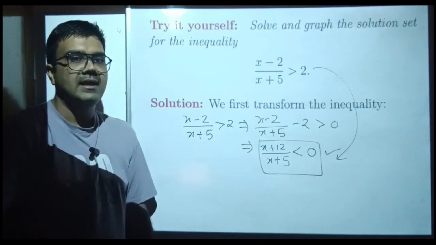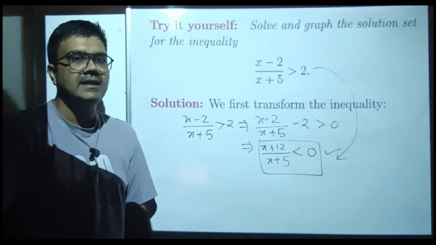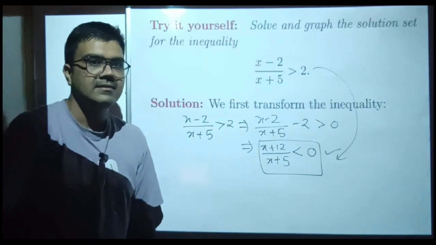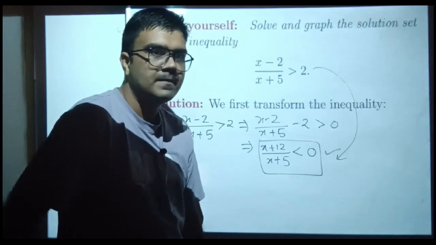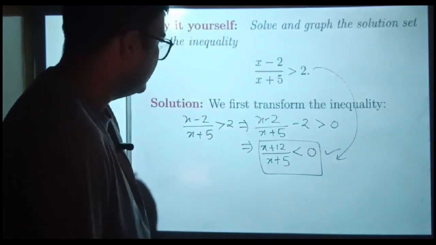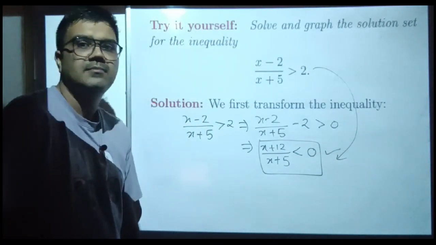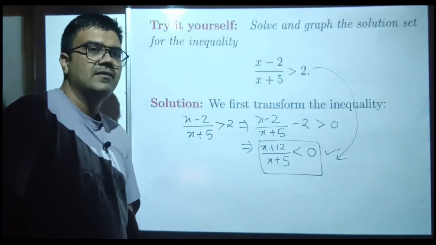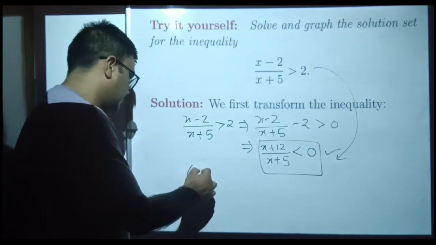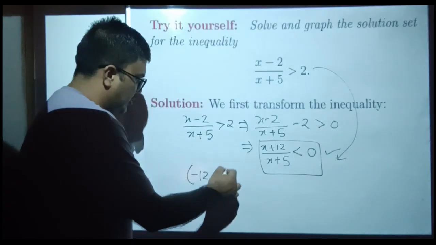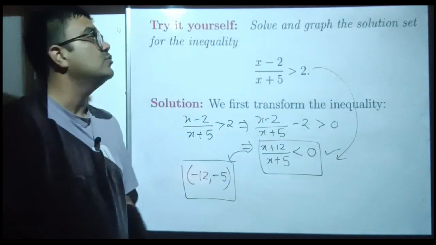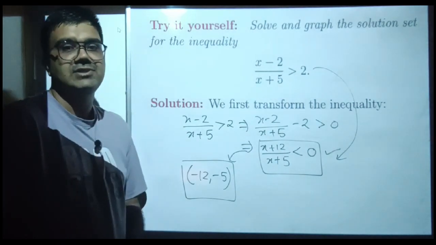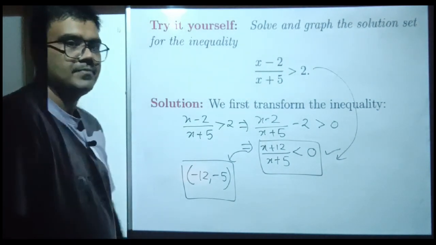answer. And the final answer in this case that we have is minus 12 to minus 5 with the open interval. You will obtain the final answer as this. So try to solve this inequation on your own.